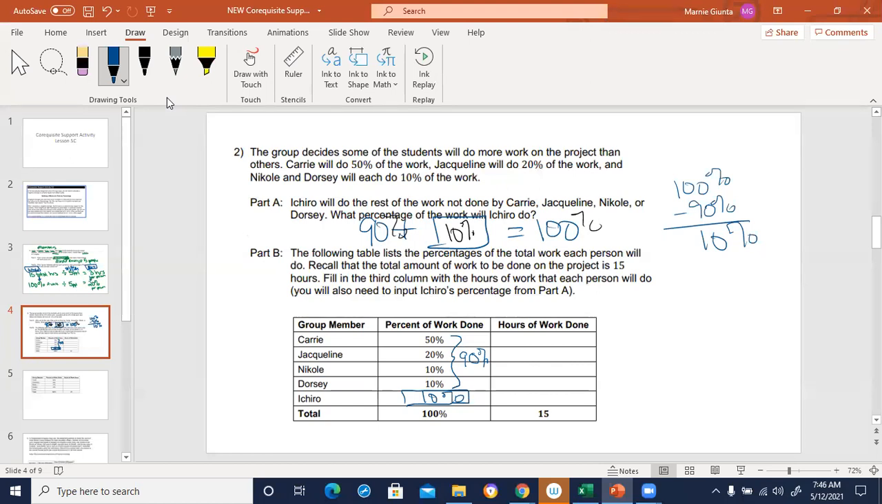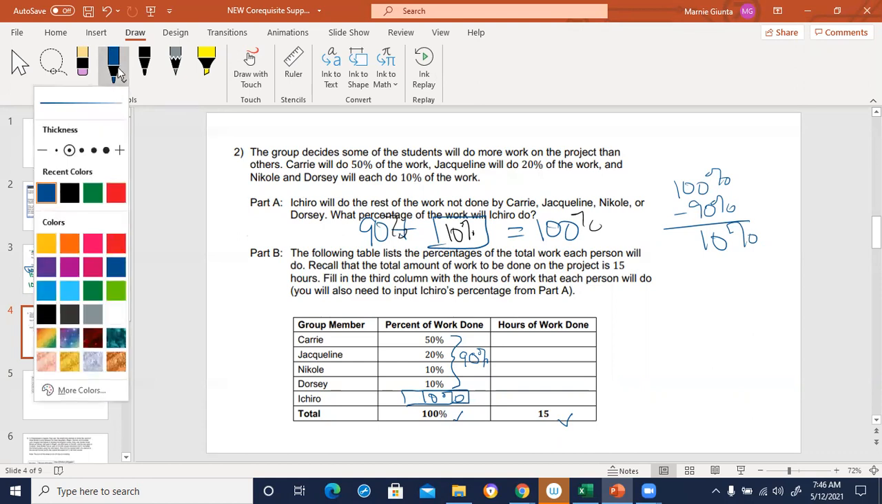So then in the next part B, it says the following table lists the percentages, the total work each person will do. Recall the total amount of work to be done on the project is 15 hours. And they went ahead and they put that in the table here. So the total was 100%. The total hours worked is 15. Fill in the third column with the hours of work that each person will do. You will also need to input each row's percentage from part A. So go ahead, I put in the percentage for each row for part A, and now we need to solve for this column.